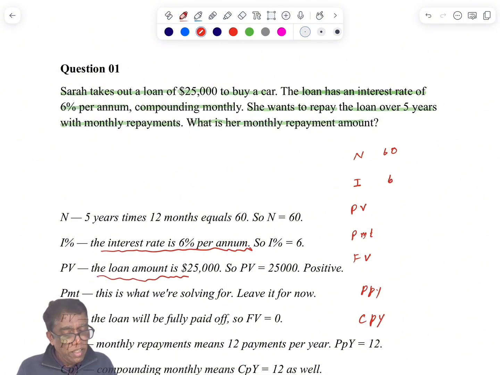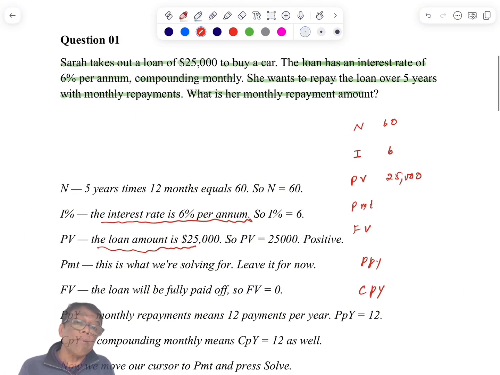The loan amount is 25,000. This is positive. What is the reason? You are getting money from the bank. Then PMT. We have to calculate what the PMT is, because the loan will be fully paid. That means FV is equal to 0. PPY is 12. Now you have to use the calculator.